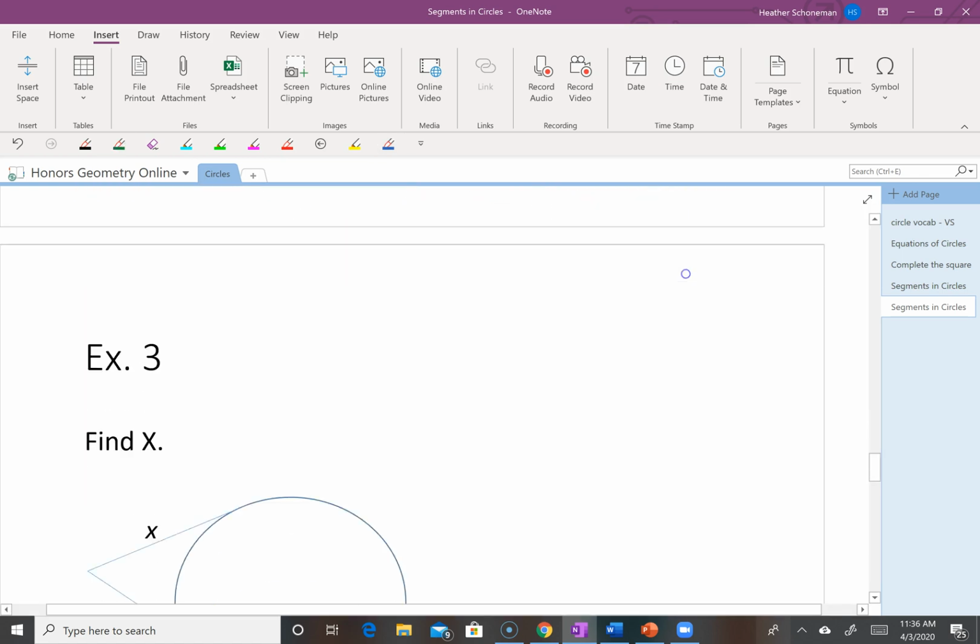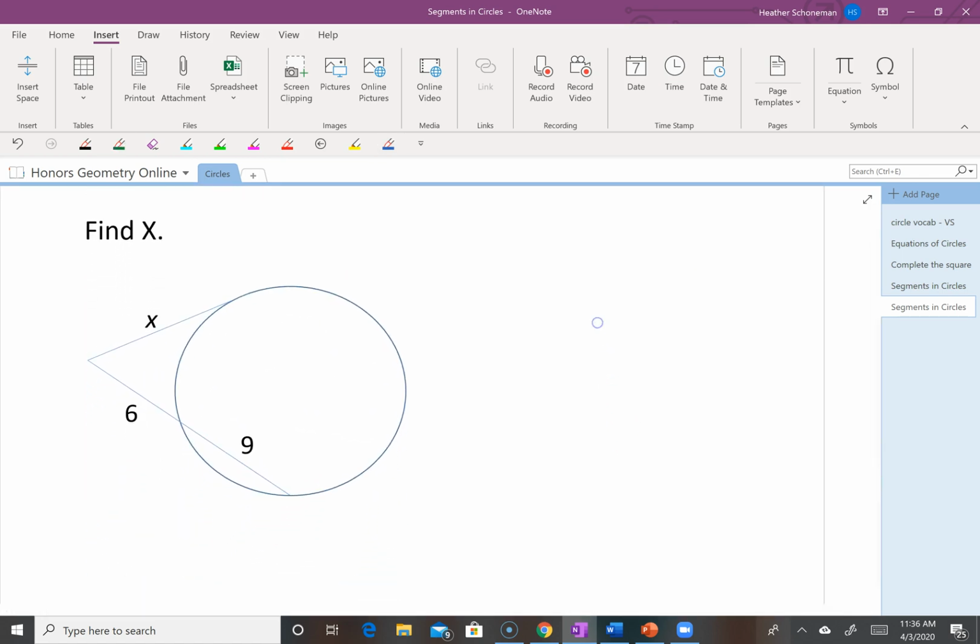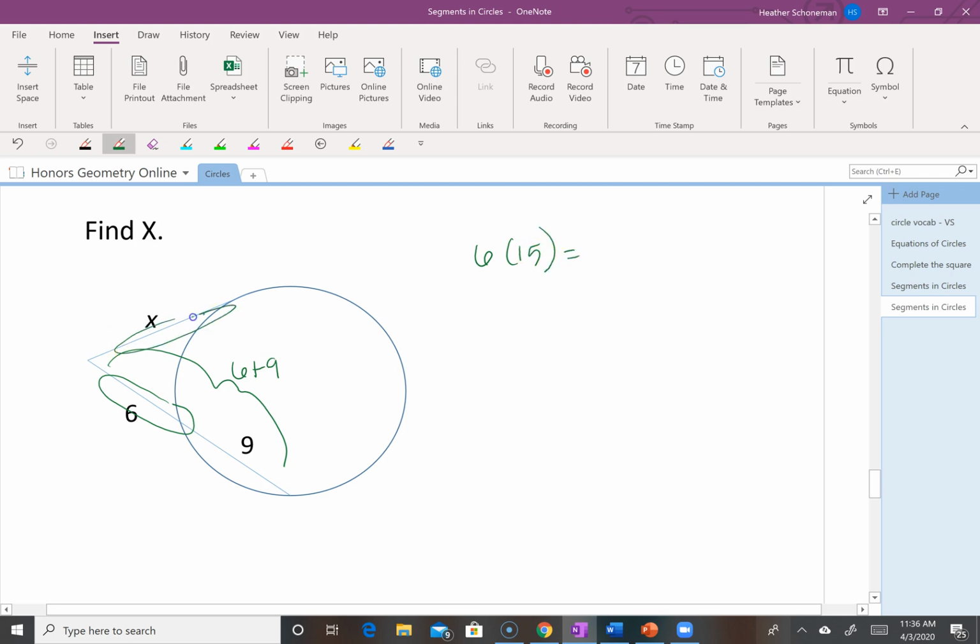All right, let's try the next one. Number 3. It's outside of the circle, so it's going to be part times whole. This time it's a secant and a tangent. The secant is the 6 and the 9, the tangent's the x. So the part that's outside of the circle is 6 times the entire length would be 6 plus 9, which would be 15, equals the part that's outside of the circle, which is x, times the entire length, which is x. Okay, well, 6 times 15 is 90, so I get 90 equals x squared.